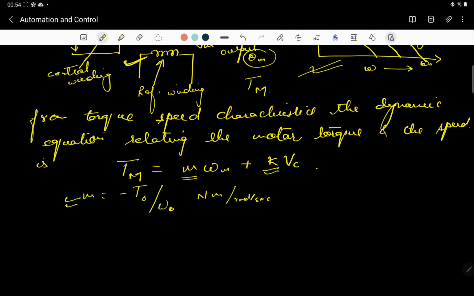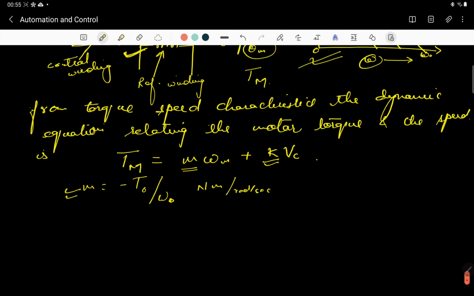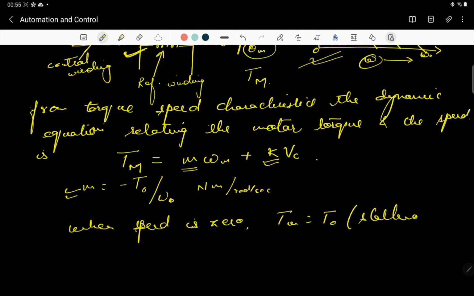And how will k be determined? K can be determined very easily when the speed is 0. You know that when speed is 0, torque is simply T naught over here. So when you put omega m equals 0, when speed is 0, Tm will be equal to T naught. It is simply called the stalling torque. What is stalling torque?